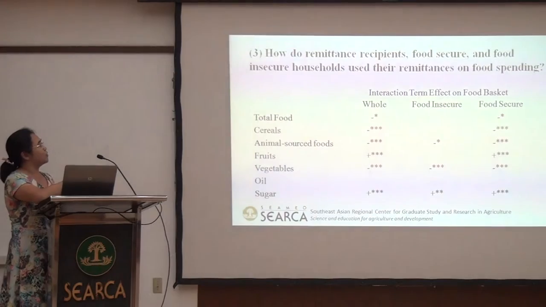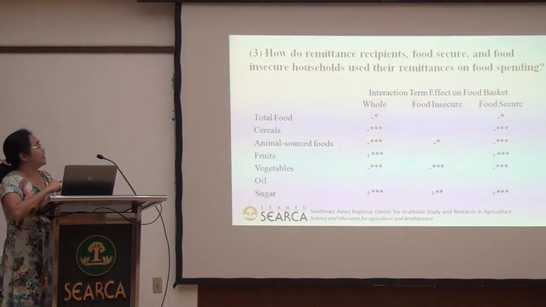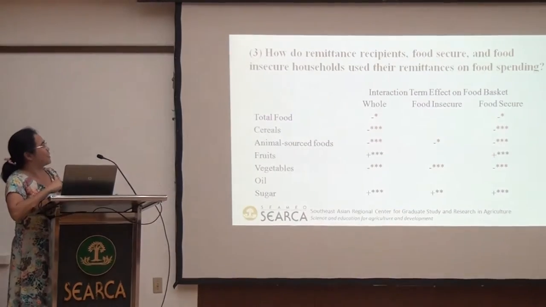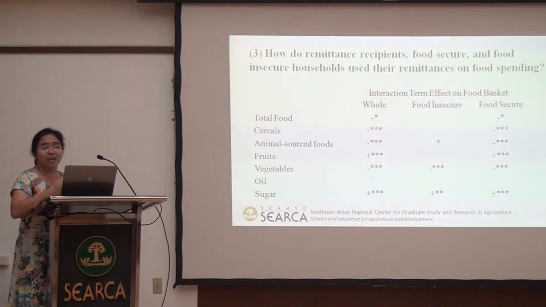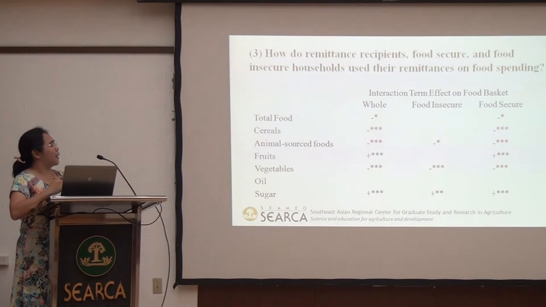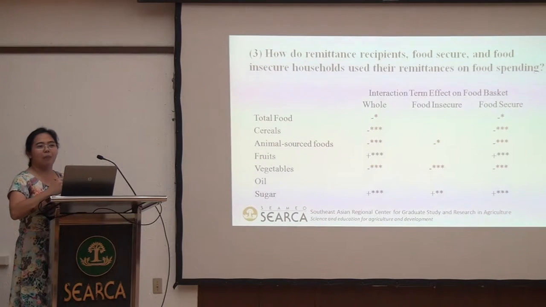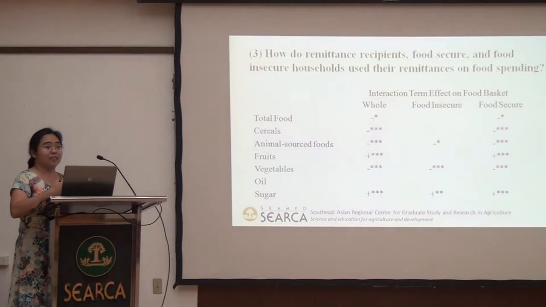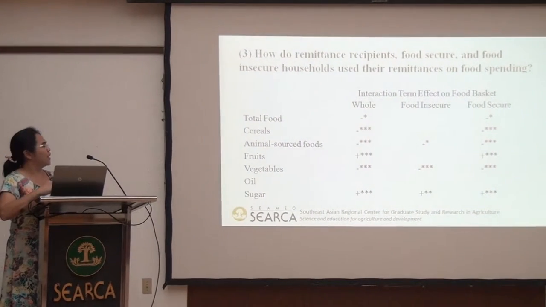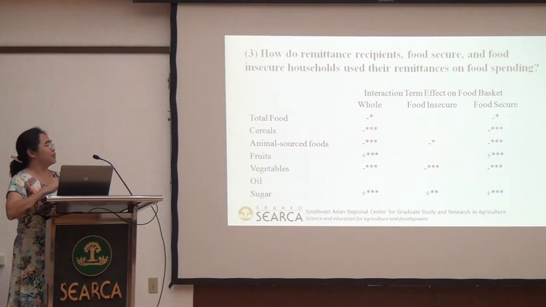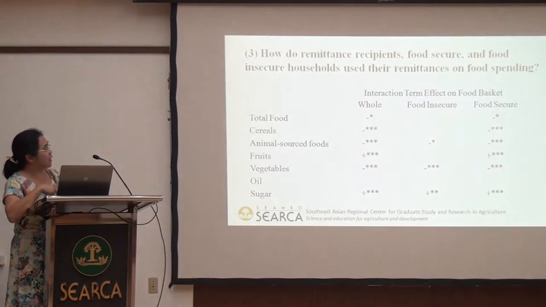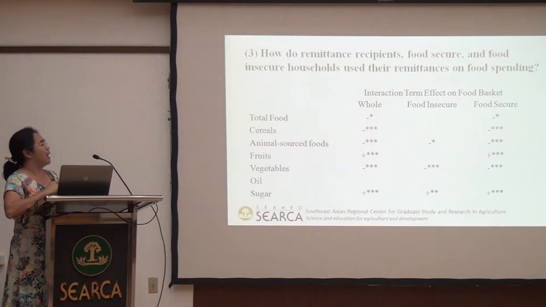Now let's have more. The third objective is to answer how remittance recipients, food secure and food insecure households, use their remittance on food spending. And this is actually the heart of the paper. This objective will help us analyze the two economic theories that I have shown you a while ago. This time our target is to look at the interaction term coefficient and its effect on the food basket. Again, we have three sets of household types, and all of them receive remittances. Our target is how they use these remittances on food spending.